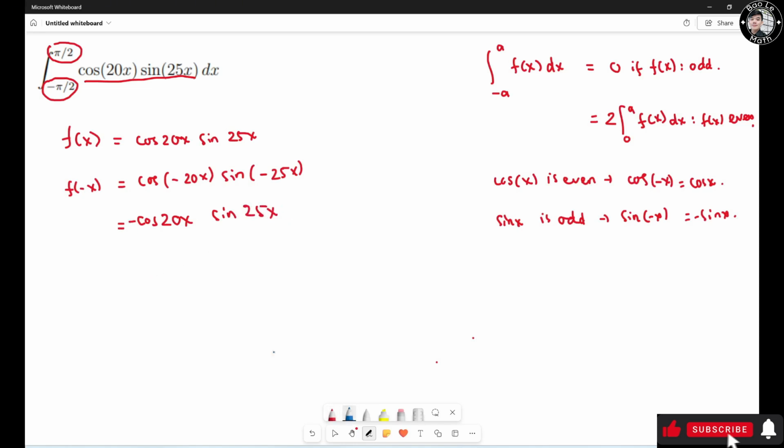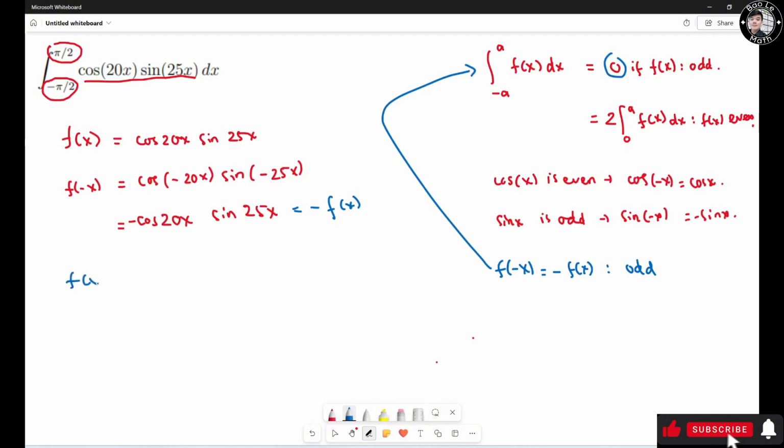Now this is the same thing as negative f of s. Since f of negative s equals negative f of s, the function f of s is odd. So if f of s is odd, we apply the formula right here, and it's going to be 0. So f of s is odd, and this integral equals 0.